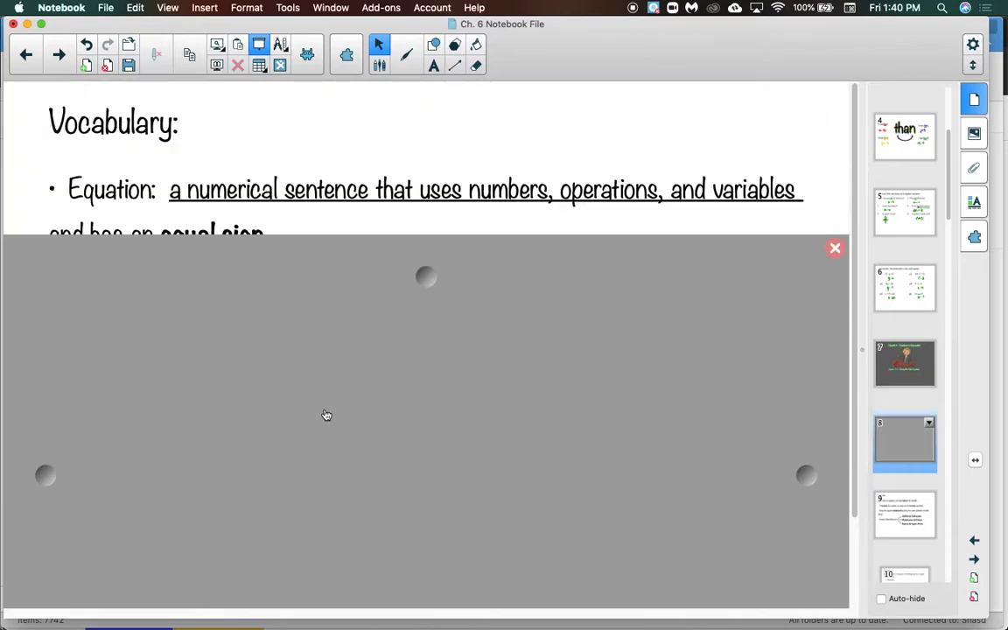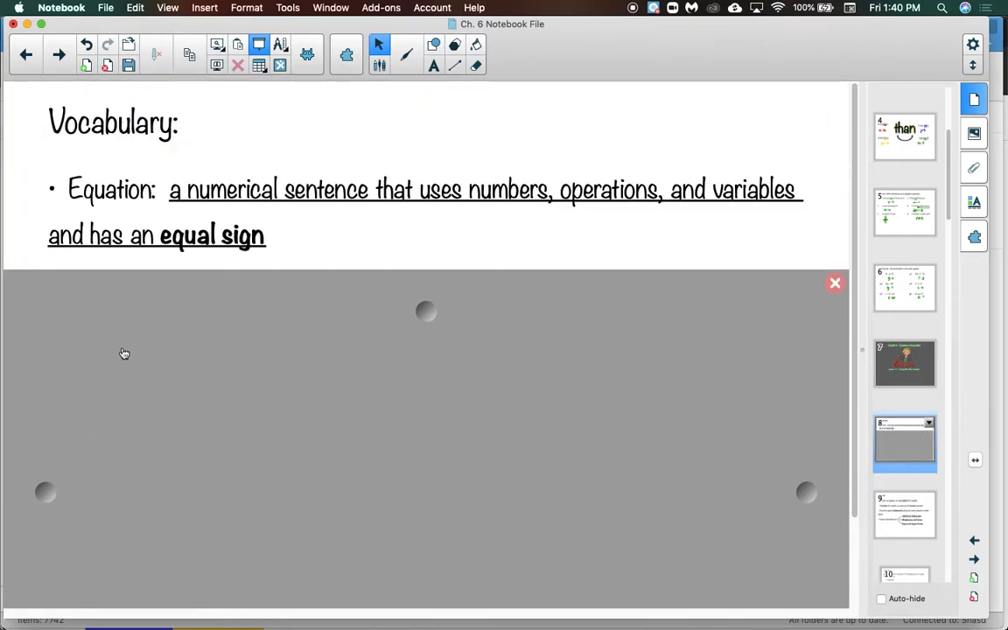Little vocab here. We've got 4 words. Our first word is equation. An equation is a numerical sentence that uses numbers, operations, and variables and has an equal sign. So remember what we talked about in the last video. EQUA starts off the word equation. EQUA starts off the word equal. That's how you can remember that equations have equal signs.